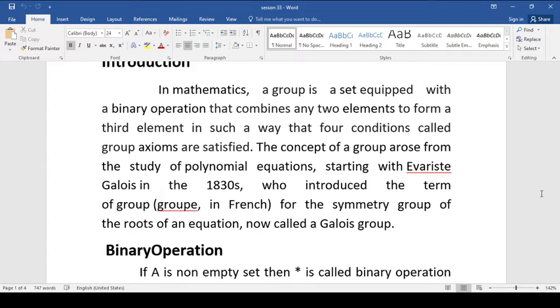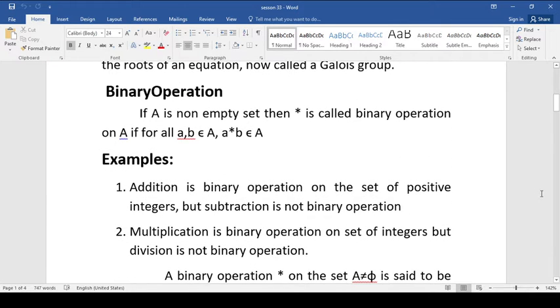So, a group is nothing but a set where we combine two elements and form another new element according to four conditions, and the conditions are called the group axioms. The concept of group arose from the study of polynomial equations, starting with Galois in the 1830s, who first introduced the term group. So as a basic concept, here we are going to study the binary operation.